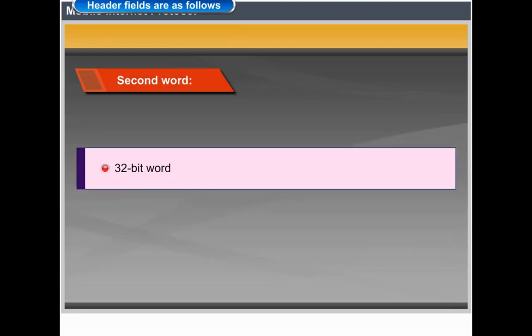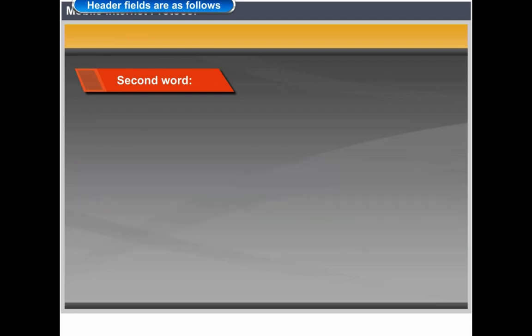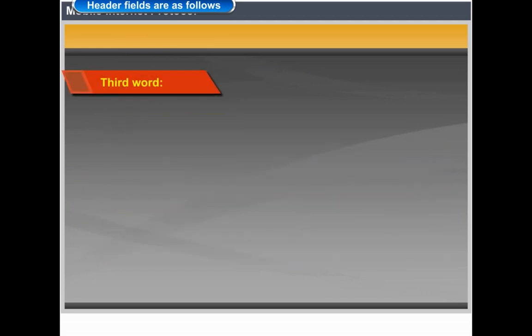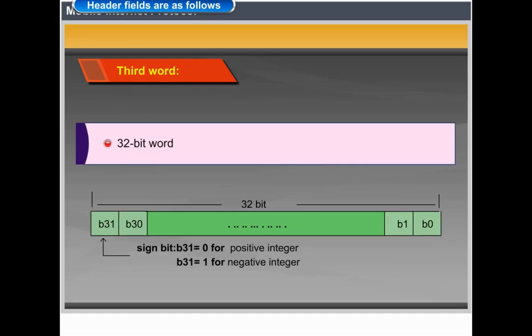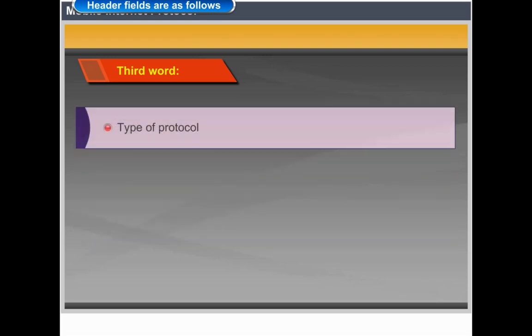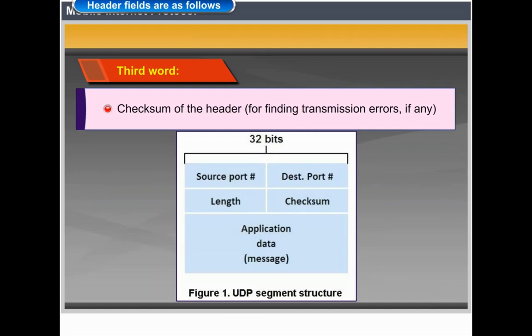Second word: a 32-bit word. ID for the packet. Flags. Fragment offset for the fragments of the same ID. Third word: a 32-bit word. Time to live, not in seconds but in number of attempts to hop before expiry of packets in the network. Type of protocol. Checksum of the header for finding transmission errors, if any.